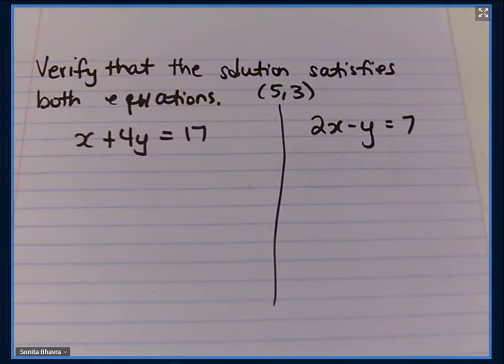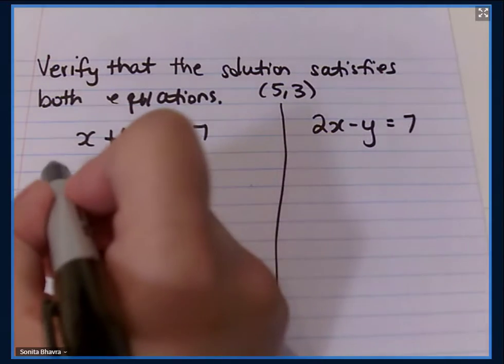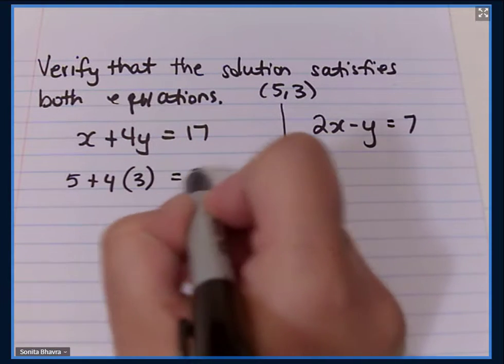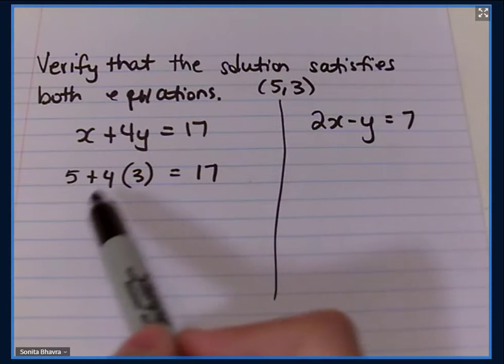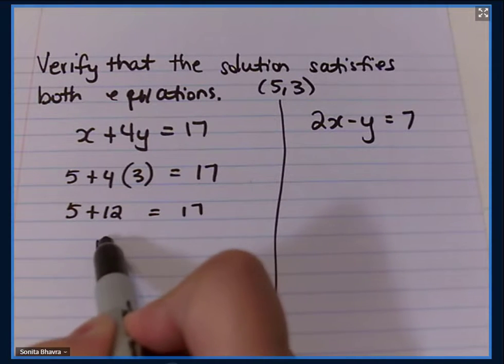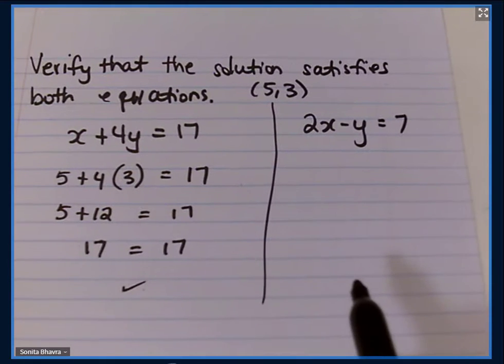All right, so the last thing we're doing here with that same example is that we have to verify that the solution satisfies both equations. So our solution was 5, 3. We just have to substitute it into both equations, make sure the left side equals the right side, and that way it is verified. All right, so x plus 4y equals 17. That will become 5 plus 4 times 3 has to equal 17. So our left side has to equal the right side. So here we get 5 plus 12 has to equal 17. 17 equals 17. So left side equals right side, and that is verified.